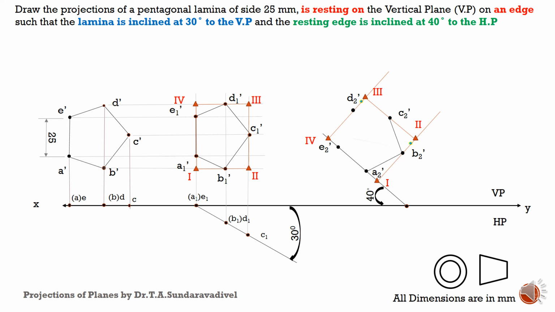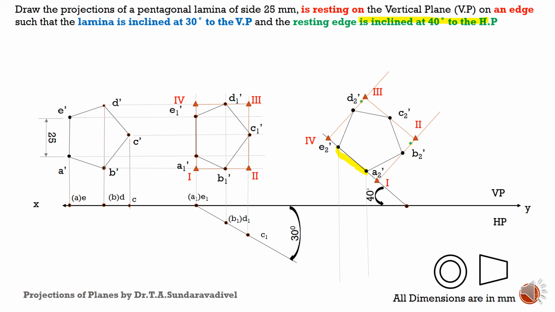AB, BC, CD, DE and EA, I have joined all the points. Now we can note one point: the resting edge AE is now making 40 degrees with HP. So that condition is also solved. Now I am going to draw the final top view. I project all the points downwards from this view. If I link these two things, I will get the final top view.